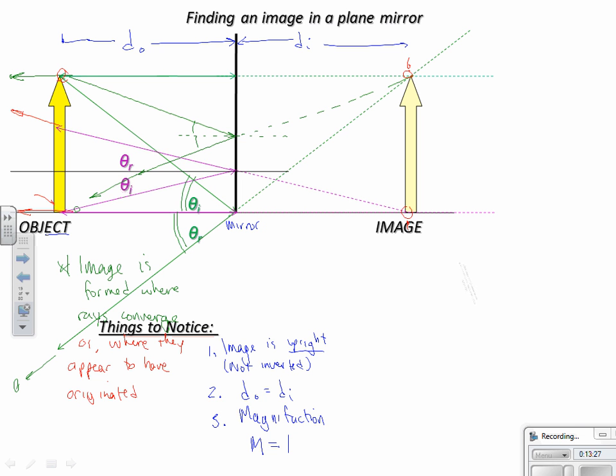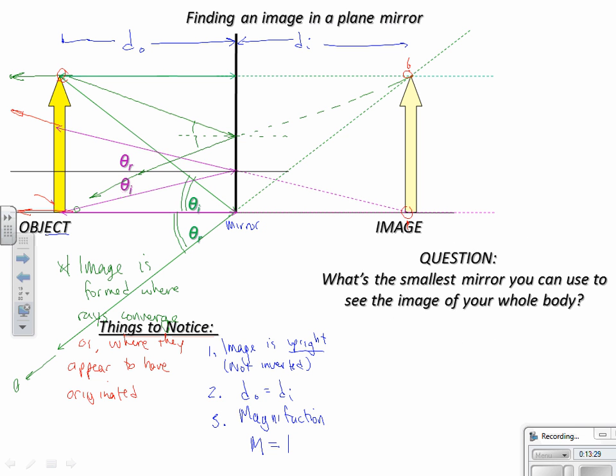Now, one question for you I'd like you to think about is this. Lots of us have full-length mirrors in our homes. You should try to figure out, I recommend you get a roll of masking tape and maybe a meter stick or something, and you look at yourself in the mirror and you figure out what's the smallest mirror you can use to see the image of your whole body, right? Full-length mirror, the whole point is to see your whole body, right?